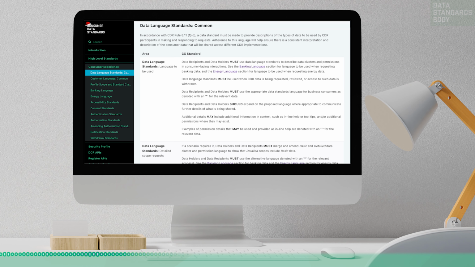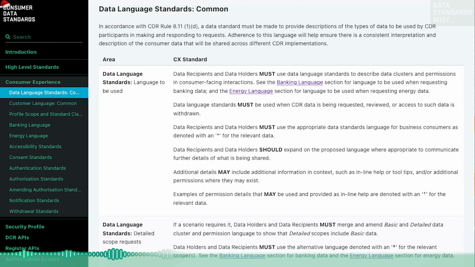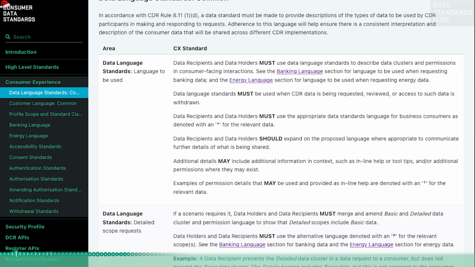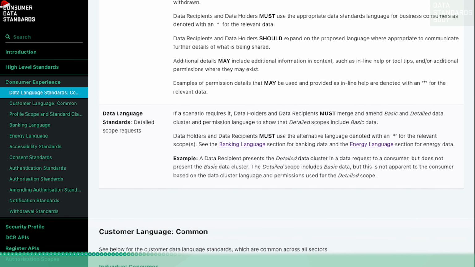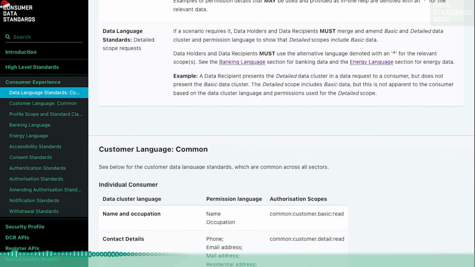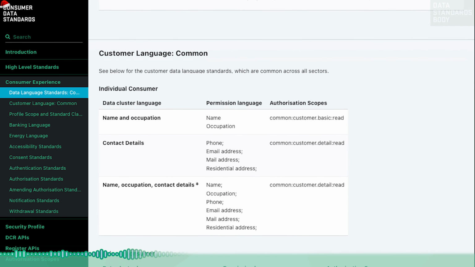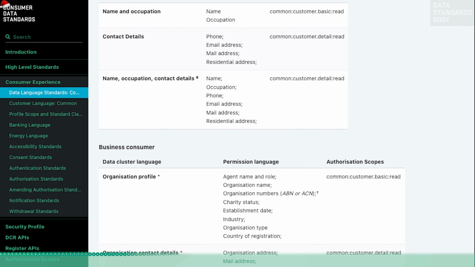The CX standards specify a data language to describe data so that consumers always see data described in a familiar and consistent way. Data is grouped into clusters to support informed consent and data minimization.